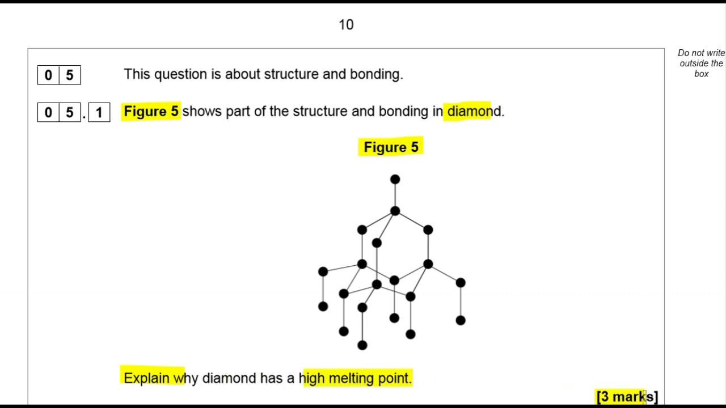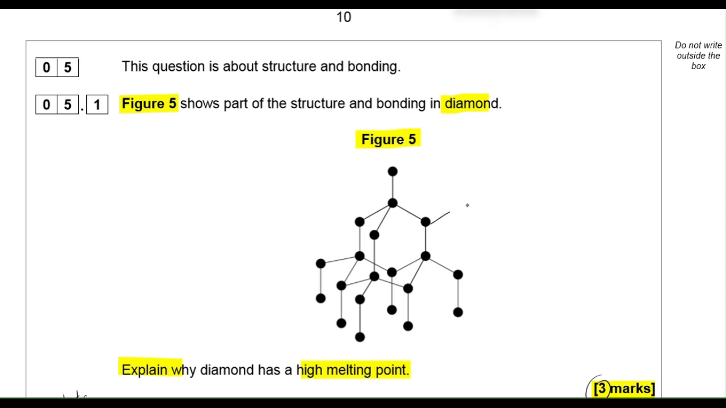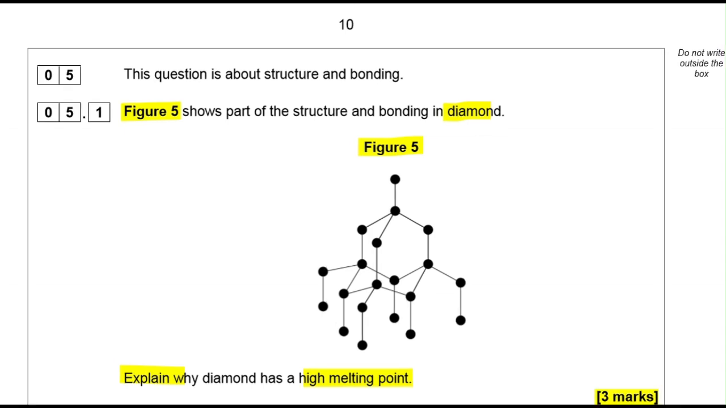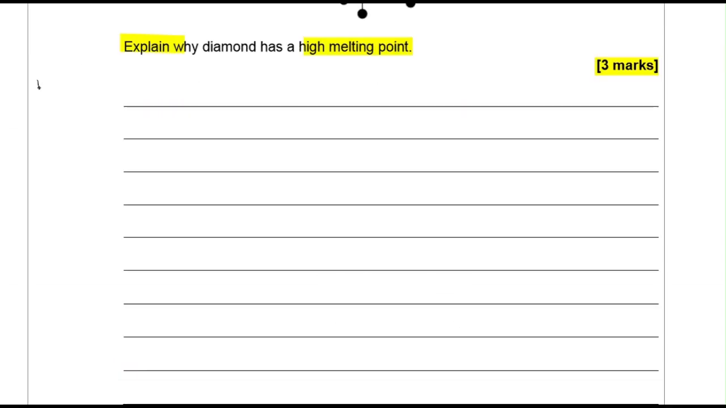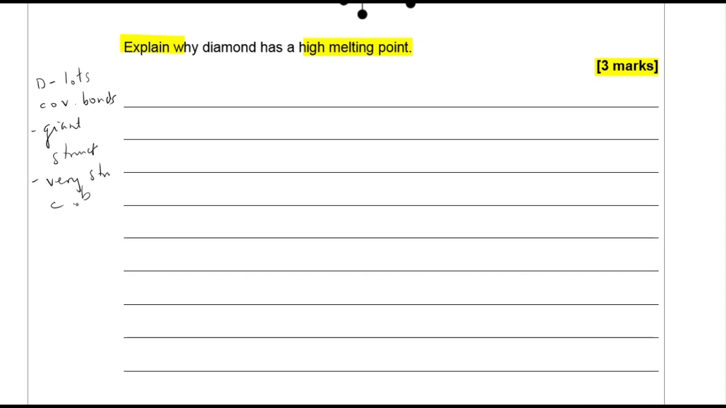So let's take a look at the diagram. You can see here that these black circles are in fact carbon atoms, and these lines are covalent bonds. So there are lots and lots of carbon atoms, lots and lots of covalent bonds, and these covalent bonds are very strong. So let's jot down some ideas. Diamond has lots of covalent bonds in a giant structure. These bonds are very strong, the covalent bonds. Therefore, we will need a lot of energy to break these very strong bonds.